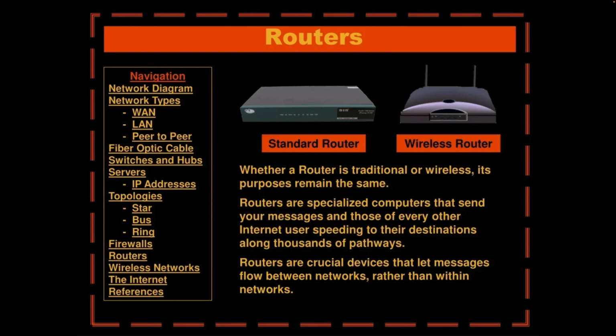Next, we have routers. Routers are the traffic directors of the internet. They figure out the best path for your data to travel. And here's the key thing to understand. Routers connect different networks together. Your home router connects your home network to your internet provider's network. Then other routers keep passing your data along until it reaches its destination. Routers constantly check which paths are the fastest and which paths are slow. Then they send your data the fastest way possible.